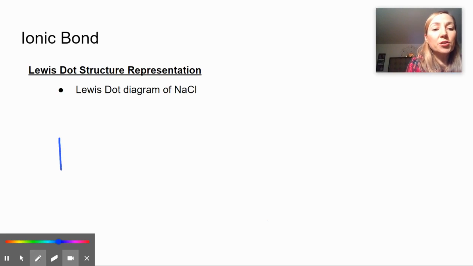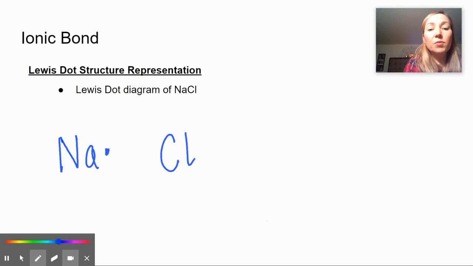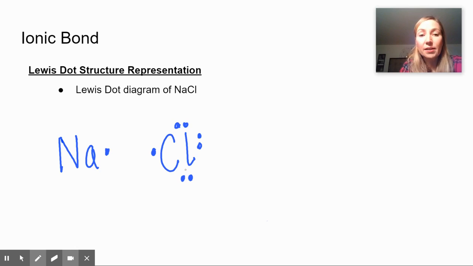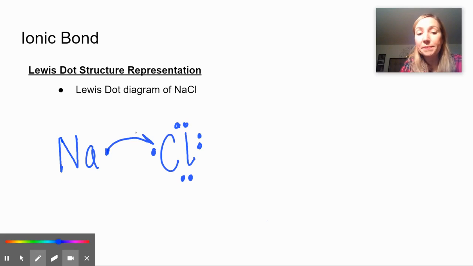Now we'll draw a Lewis dot diagram of sodium chloride. First, we'll redraw our sodium with its 1 valence electron. Then we'll redraw our chlorine with its 7 valence electrons, just like we drew on the last slide. And we want to depict what we were seeing in the video. So we were seeing sodium give up 1 electron over to this spot that's open here in chlorine.